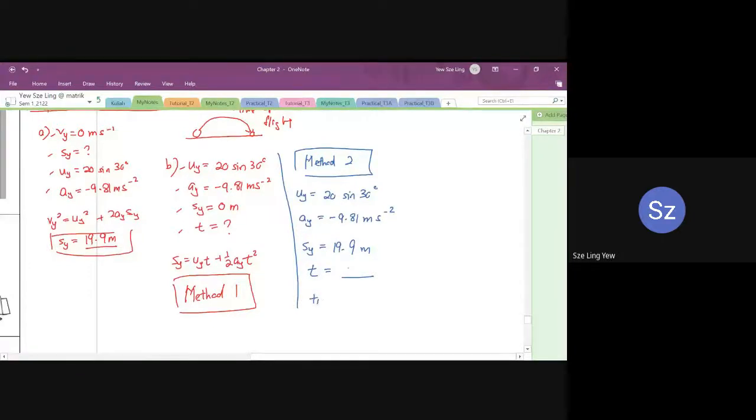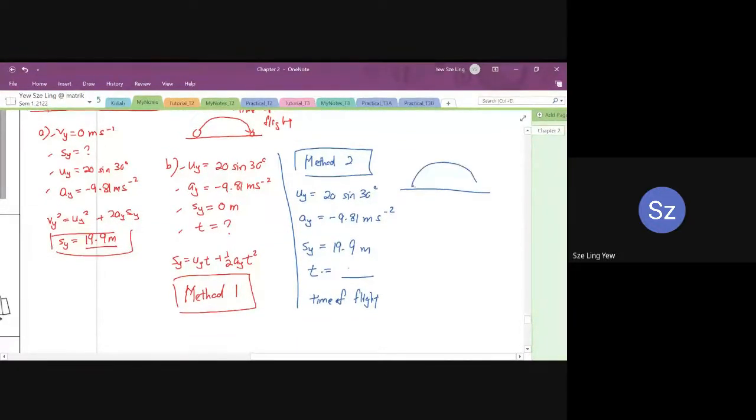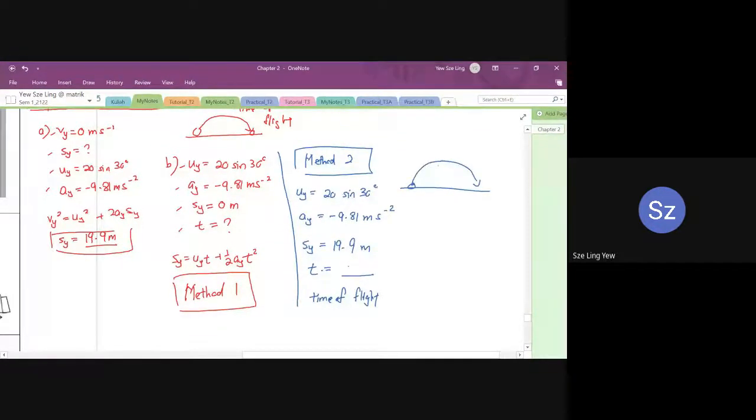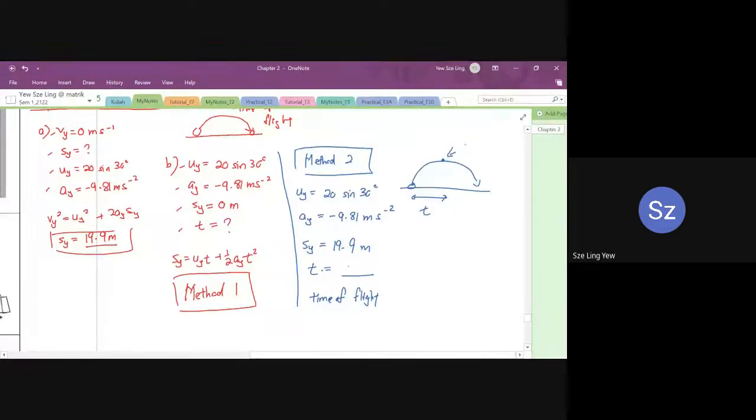In order to find time of flight, because this is just the time taken to reach maximum height. So this is your diagram. And then the time taken here is just here. From here to here is the t. Okay, this is maximum height.